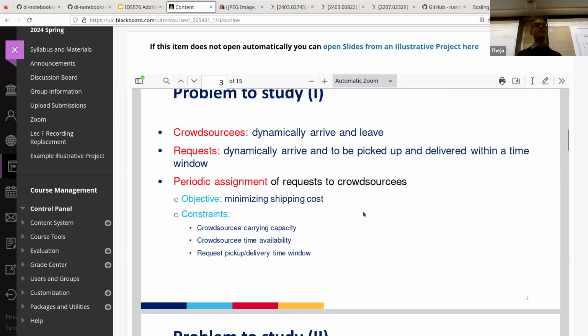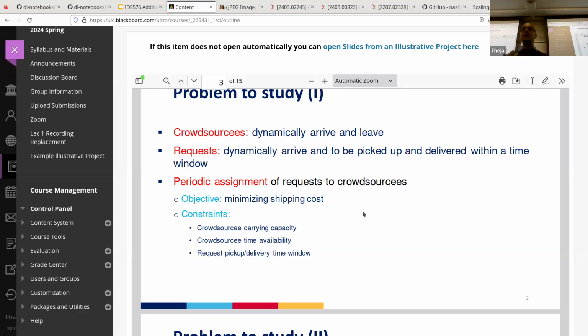But what is the problem, right? So the problem is people or vehicles are in the system that they're imagining, and there are requests that are also there in the system, and so a computer or a computational system needs to just match these requests to the people, which are called crowdsourcers. Okay, just matching. So that's the computational problem.